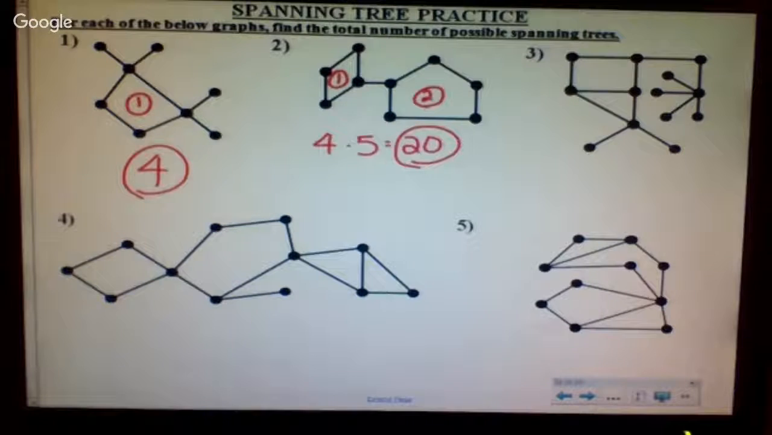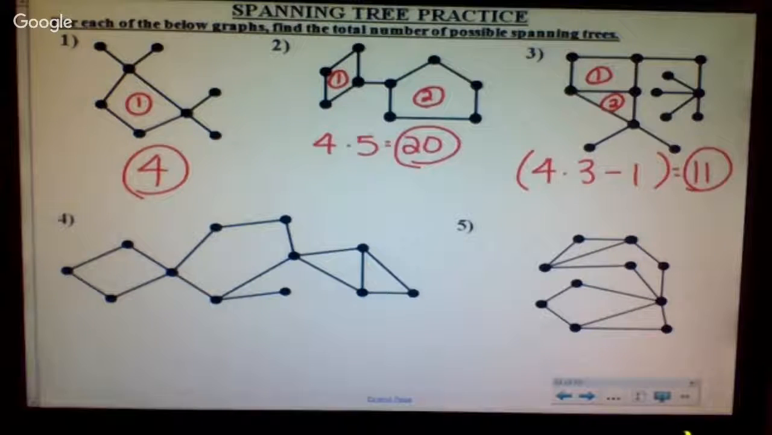Number 3, how many circuits do we have? 2. Do they share a line? This one, they do share a line in common. So you need to automatically put your parentheses. 4 times 3 minus 1. There's 11 different options for spanning trees for that one.